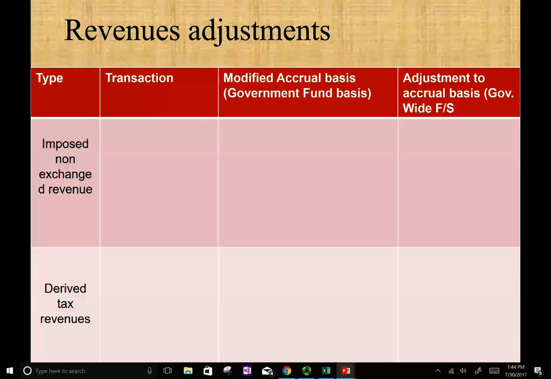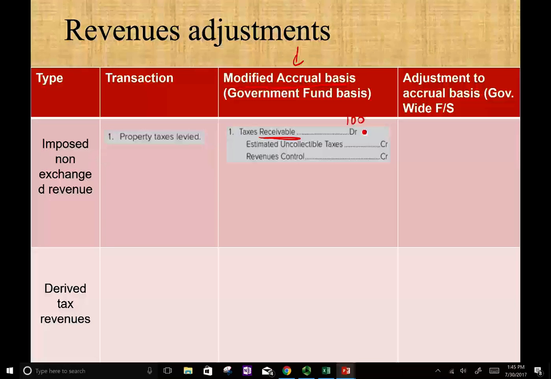So let's go ahead and start with revenues and look at how revenues work exactly, because revenues had a prior entry, so they will need certain adjustments to be made. So let's look at imposed non-exchange revenues. What are imposed non-exchange revenues? Property taxes. Now, how do we account for property taxes? Well, we can accrue property taxes. So under the modified accrual, what's going to happen? Under the modified accrual, we debit receivable. So we are allowed to debit, for example, receivable 100, estimated uncollectible, let's assume 2, and revenue is 98.